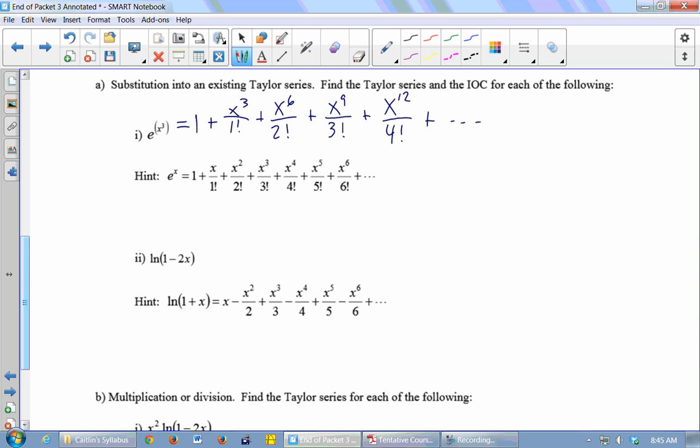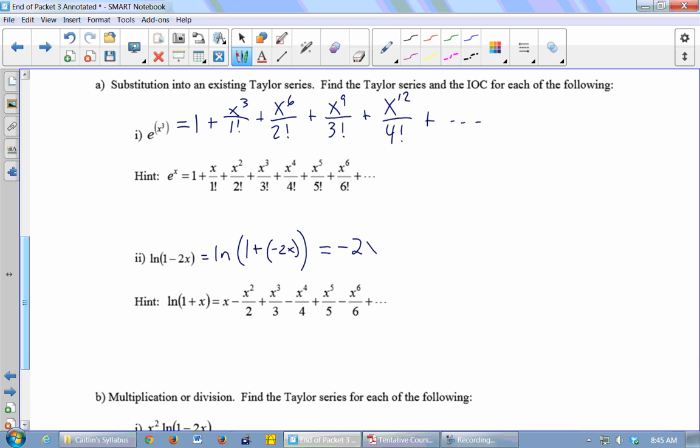All right, so what if I wanted to do the ln of 1 minus 2x? If you start with the ln of 1 plus x, what should we plug in there for every x to get the ln of 1 minus 2x? Negative 2x, yeah, because this is the ln of 1 plus negative 2x, right? So instead of 1 plus x, it's 1 plus negative 2x, and you throw a negative 2x in for x everywhere in the series for ln of 1 plus x.